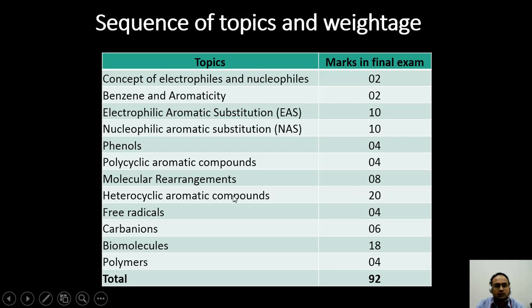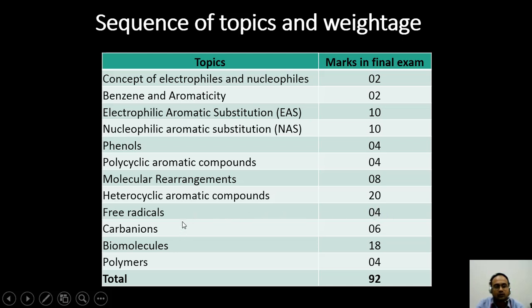Then we will move on to another somewhat minor topic on free radicals. From the last semester, we have a clear understanding of what free radicals are, what their structure is, and their relative reactivity. We will build on this and try to add a few more concepts. And this topic has been given a weightage of 4 marks.